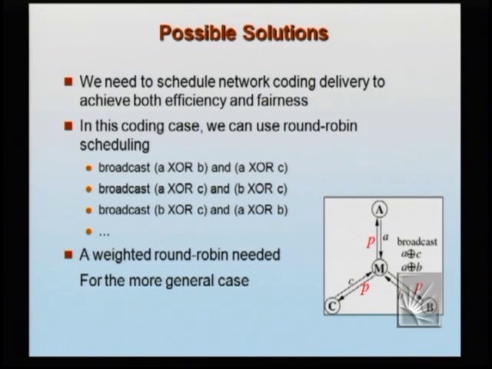So in the first round, we broadcast A XOR B and A XOR C. And in the next round, we just switch, go to A XOR C and B XOR C, and then broadcast the third combination. So we have 3 packets. We can broadcast any 2 of them, taking turns, and that's okay, right? So this will work for this scenario. Of course, the loss rate can be different.